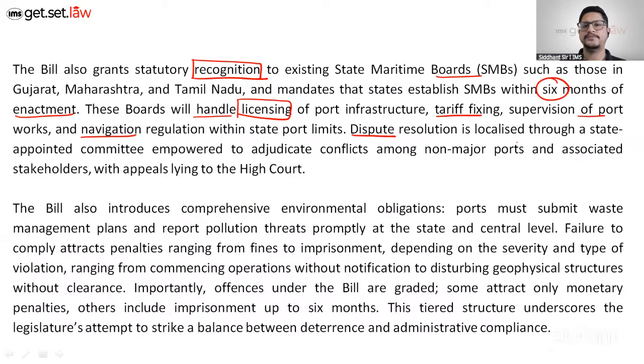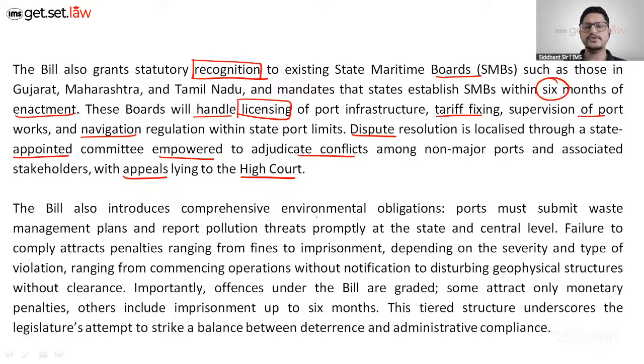Any dispute resolution is localized through a state-appointed committee empowered to adjudicate conflicts among non-major ports and associated stakeholders, with appeals lying to the High Court. So you can go up to the High Court with appeals, but the resolution has to be through a state-appointed committee. The boards in the state adjudicate conflicts through that committee.